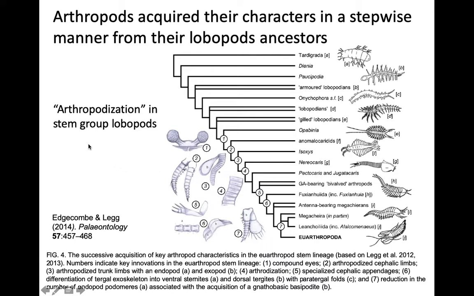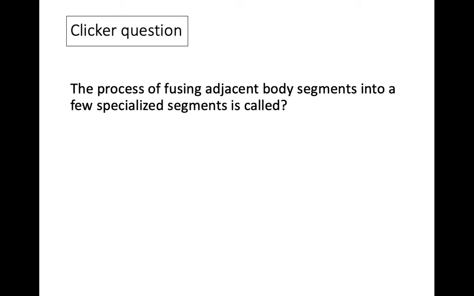Okay? And so one last clicker question will conclude this part of the lecture. The process of fusing adjacent body segments into fused specialized segments is called... tagmosis is the answer that I was looking for.